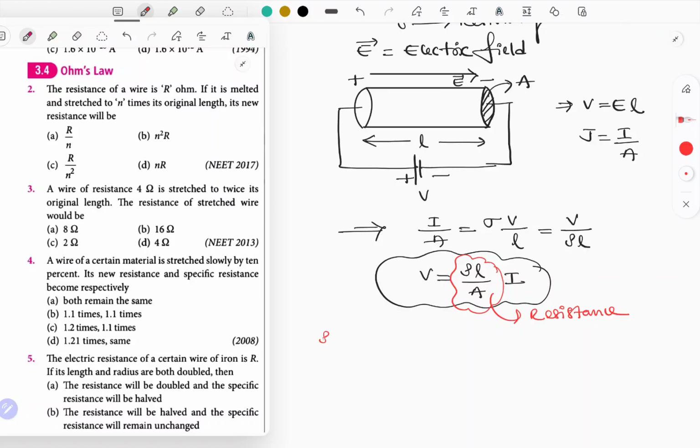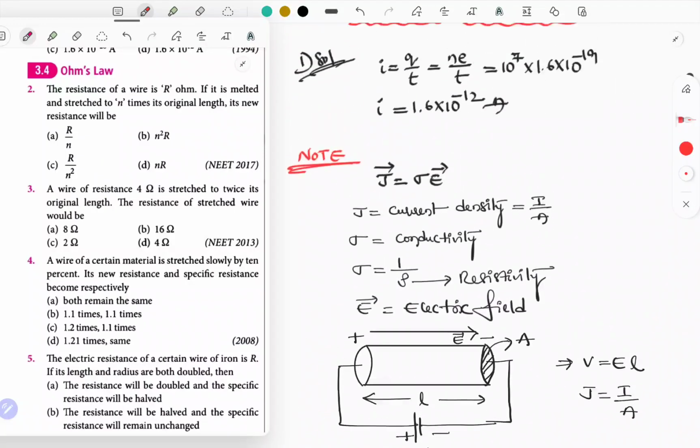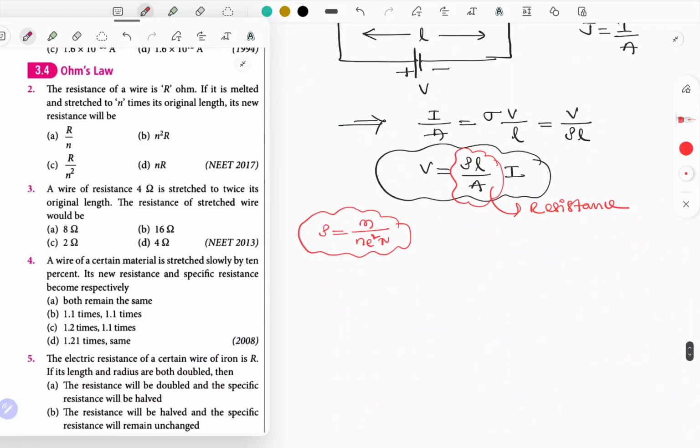Here resistivity is replaced as m by n e square tau, where tau is the time constant, m is the mass of the electron which is displacing, n is the number of electrons per unit volume, and e is the charge of that electron. So this is the way to replace resistivity. Resistivity is a property of the material. It does not depend on L, A and resistance values. It does not depend on V and I values. It depends only on the material. These are the basic formulas based on Ohm's law.